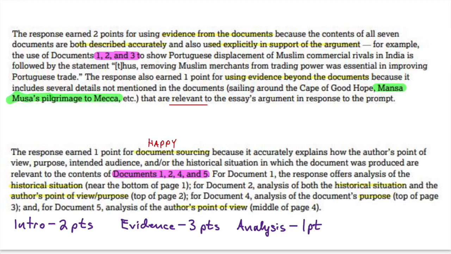They only need 2 to get the point. For document 1, the response offers analysis of the historical situation. For document 2, analysis of both the historical context and the point of view and purpose. For document 4, they analyzed the document's purpose. And for document 5, they analyzed point of view.